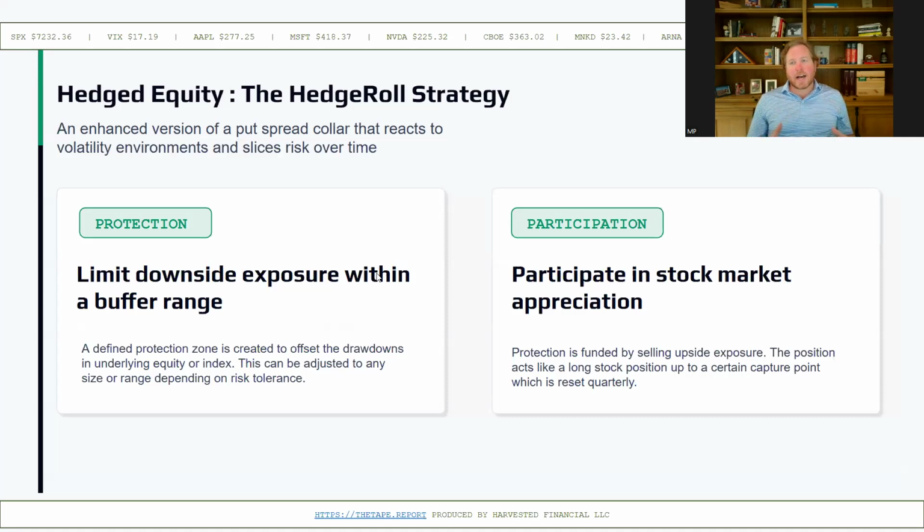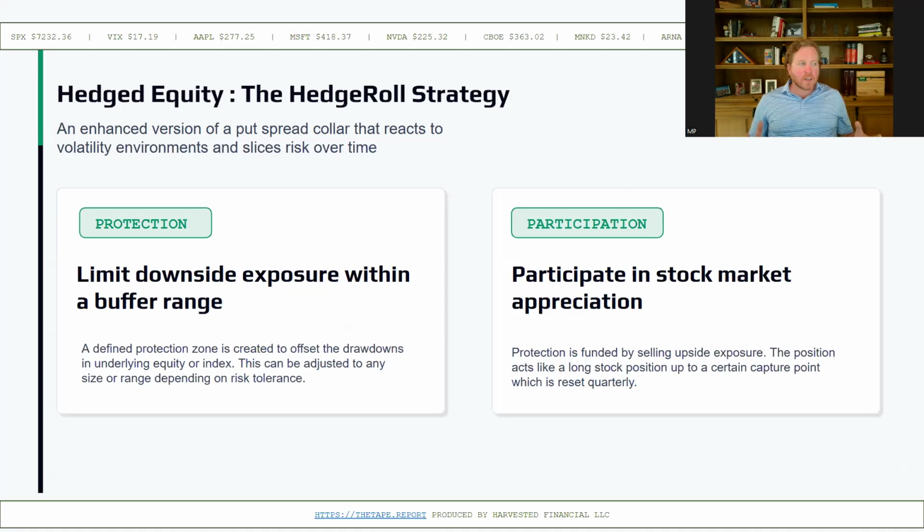So the first class of overlay strategy that I want to talk about today is our hedged equity strategy. As a preview, we're going to talk about two major strategies. The first is a dampener, and the second is an accelerator. The hedged equity strategy is our version of a put spread collar. In the tape, we call it HedgeRoll. Both of those components, the hedging and the rolling, are important. And the purpose of this strategy is to protect and to participate.